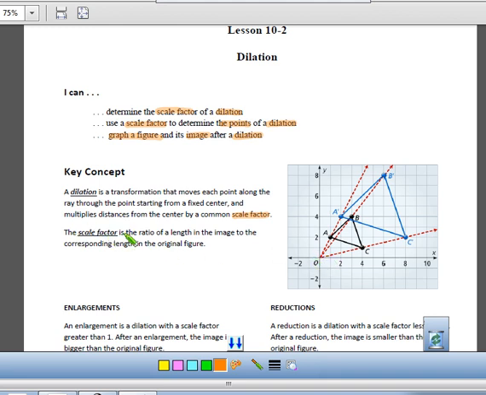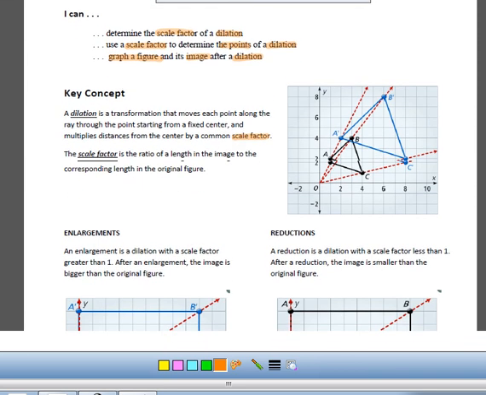The scale factor is the ratio of a length in the image to the corresponding length in the original figure. So if the length in the image is 10 feet and the length in the original figure is 5 feet, then the scale factor is 2. To go from 5 to 10, you multiply by 2. And we've talked about that. Okay, so there are two types of dilations that we talk about.